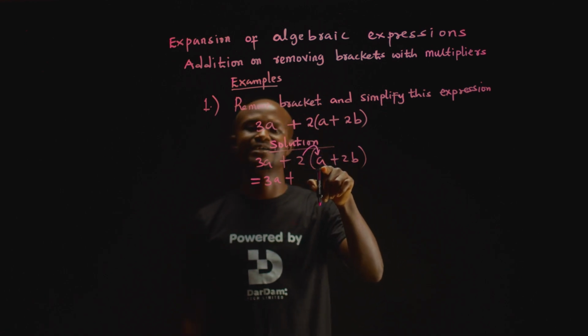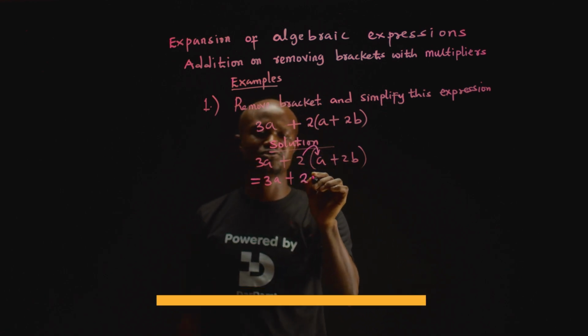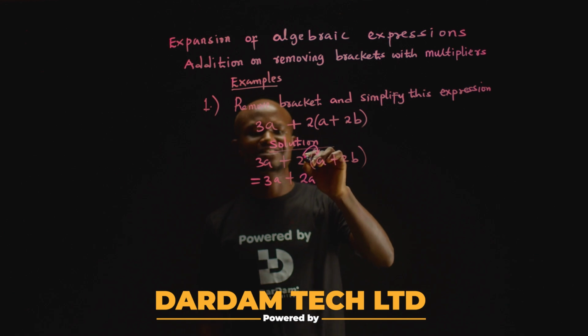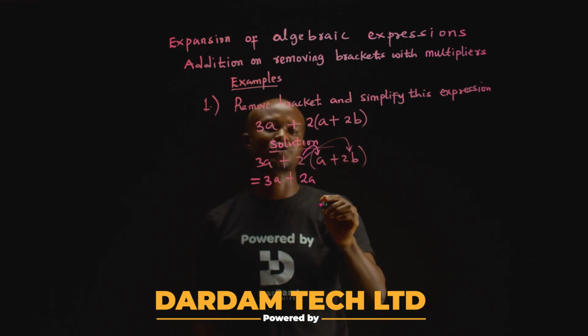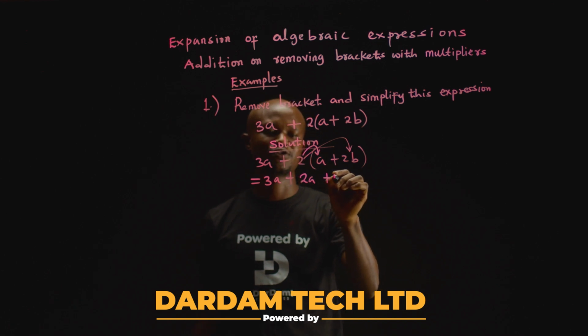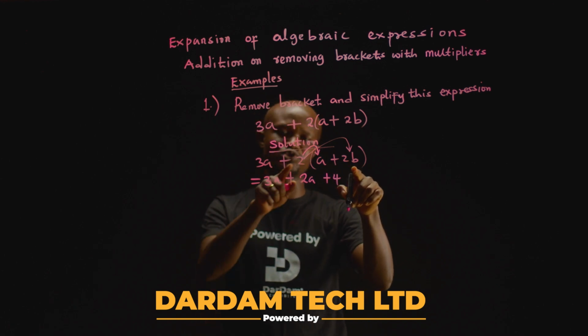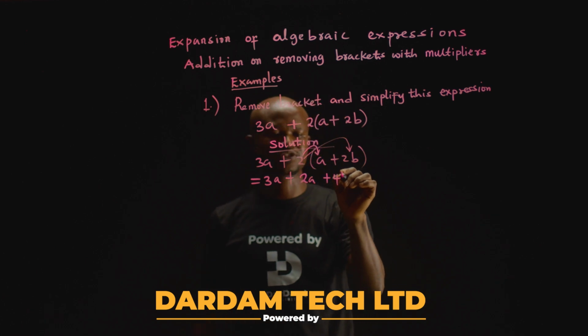2 times a, what do we have? That's 2a. That same multiplier will multiply this. 2 times 2, what do we have? That's 4. Don't forget we have b, so 2 times 2b will give us 4b.